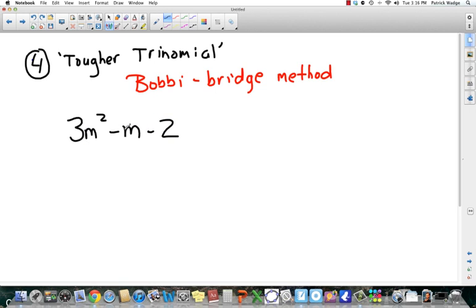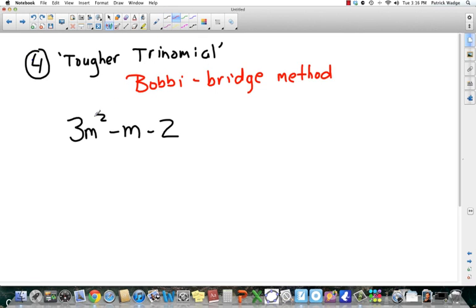Okay, now do you see this is different from the simpler trinomial? First thing we try to do is factor out a greatest common factor, and we'd love to factor out this 3, but we can't, because you can't divide m by 3, and you can't divide 2 evenly by 3, so you can't remove this greatest common factor. You're stuck with a number in front of the m squared, and if you have a number stuck in front of the m squared or the x squared or whatever letter, that's when it's a tougher trinomial. You need to use Bobby's bridge method.